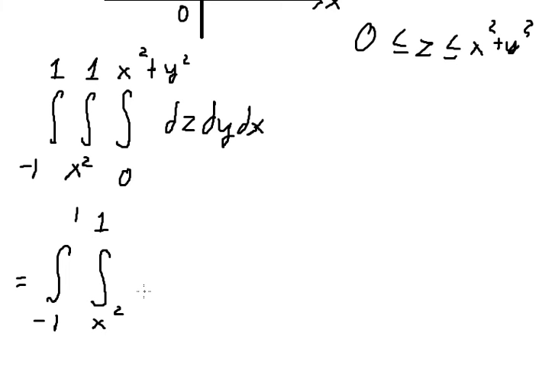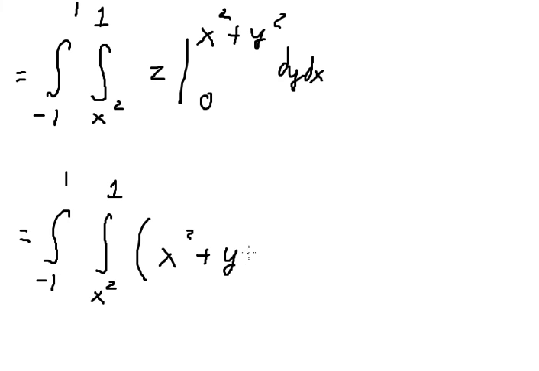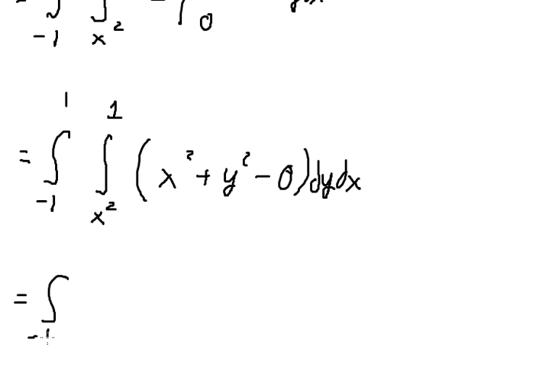The integration of dz gives you z, and we put the bounds from 0 to s squared plus y squared. So we put this one in here and z in here. For this one, we have s squared plus y squared minus 0. So we simplify. We don't need to use the 0 in here.